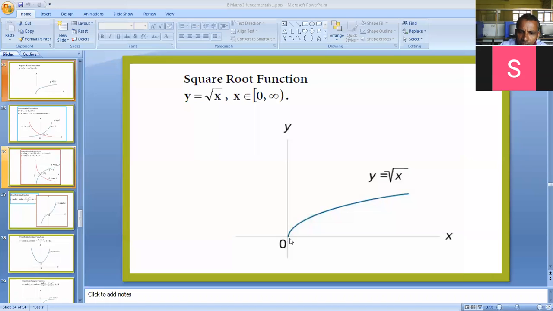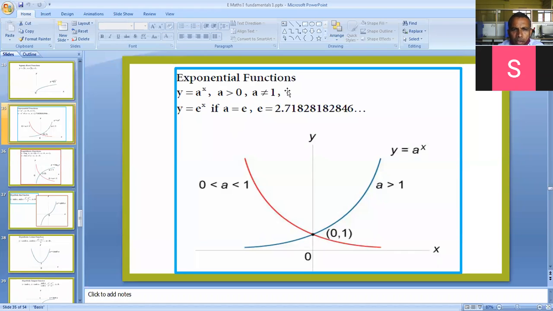Now when you join these points, you get the half part of that parabola. The parabola y square is equal to x is a full parabola, but y is equal to root of x is a half parabola. You got it? Yes. And we get the geometrical representation of the function in a two-dimensional plane.